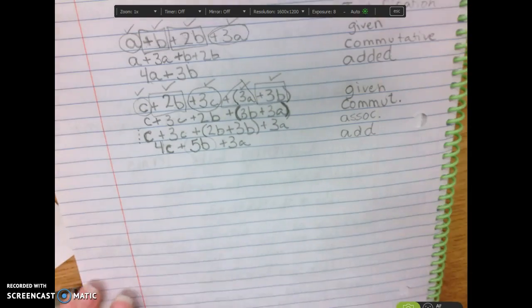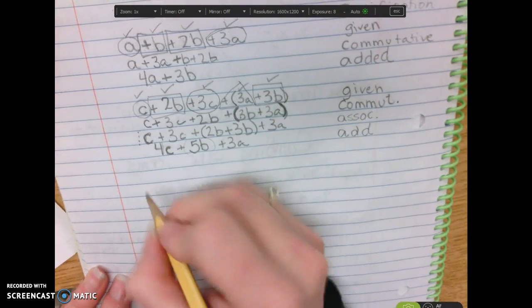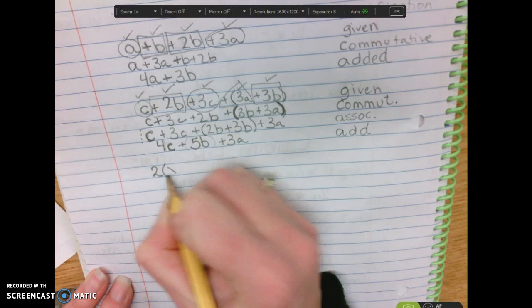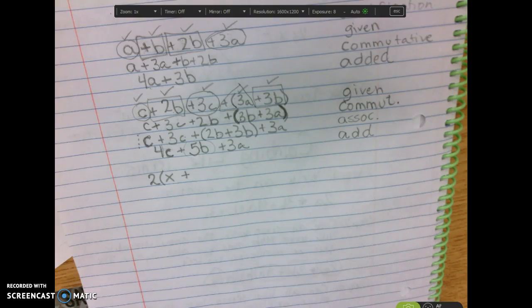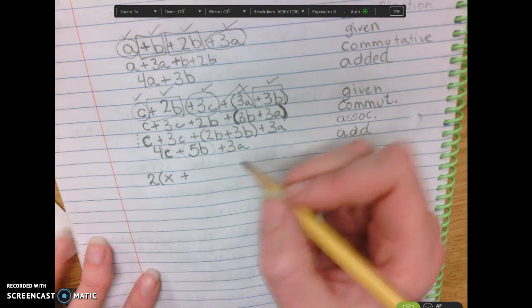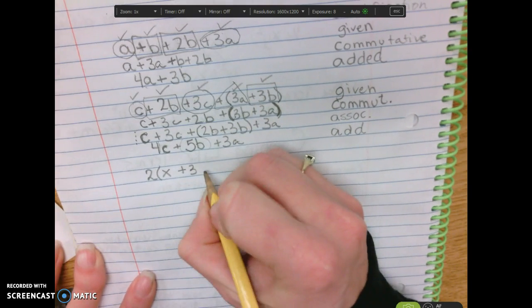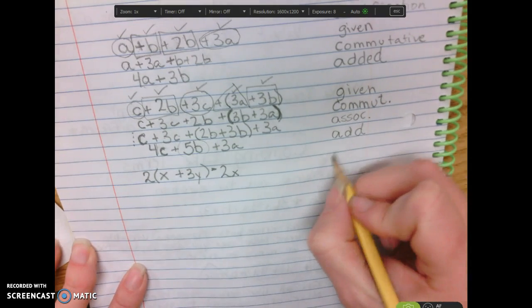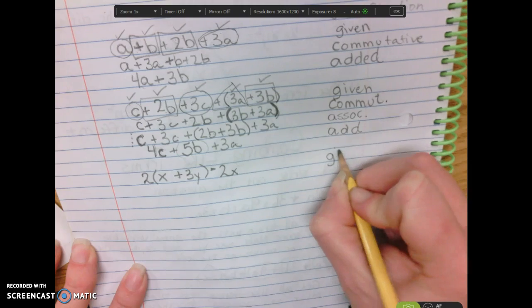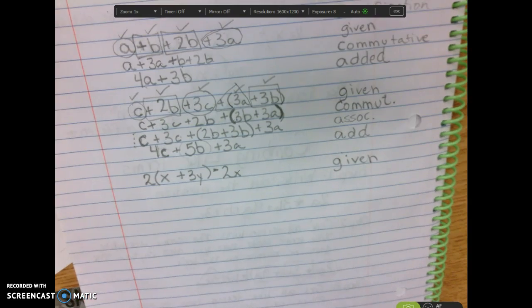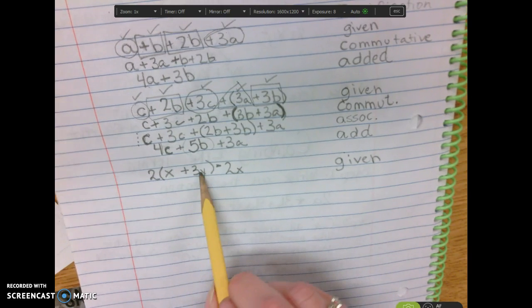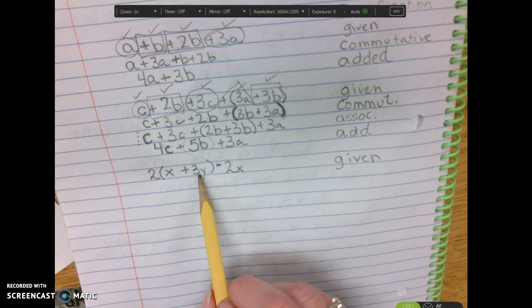Let's do another example here. If I have 2 parentheses x plus 3y minus 2x. That's my given problem. So now when I'm looking at this, I'm noticing, well, inside again the parentheses, I can't do anything with that because they are not like terms.